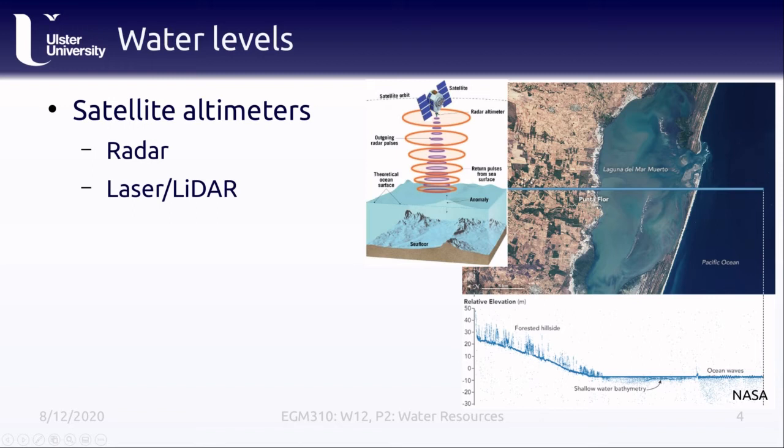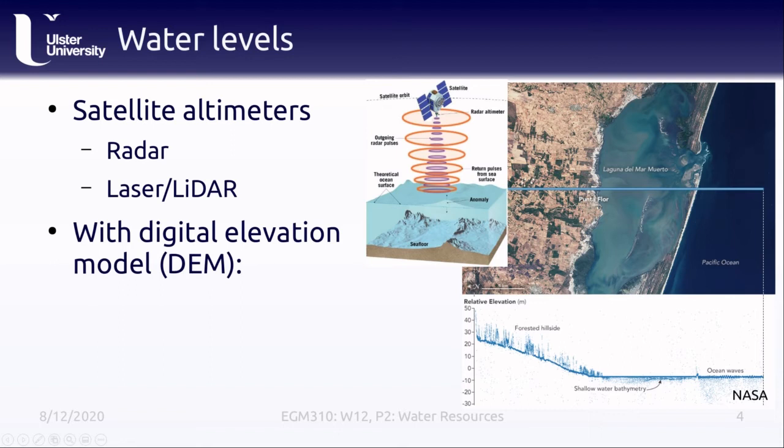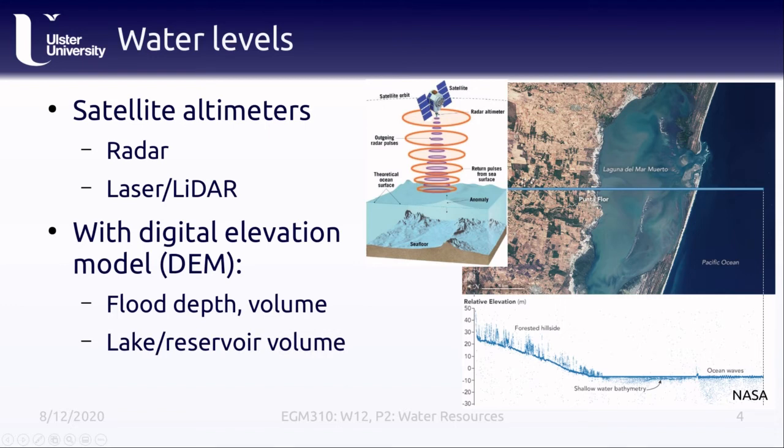You can see that the laser can estimate the height of ocean waves and even measures bathymetry in shallower waters under the right conditions. If we also have a digital elevation model, or DEM, we can even estimate things like flood depth and volume by mapping the flood extent. We can intersect this with the elevation model to find the surface elevation of the water surface and subtract the initial elevation from that to estimate the depth. We can also estimate lake or reservoir volume in a similar way, especially if we already have the bathymetry.